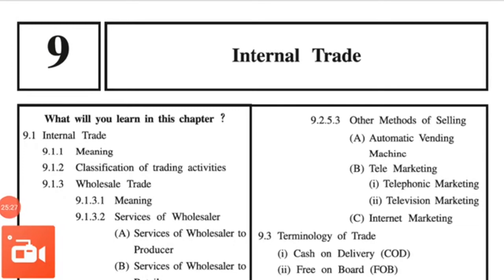Then chapter number 9, internal trade. We talked about trade in the 4th or 5th chapter. A particular chapter number I don't remember, but in that chapter we talked about trade. So the types of trade: internal trade, then international, then external. So what is internal trade? Trade within the geographical boundary of a country. For us, within India, that is internal trade. We will discuss it in detail when we study this chapter.